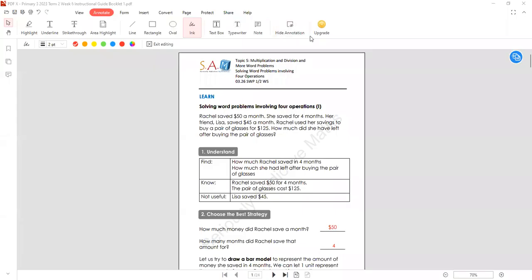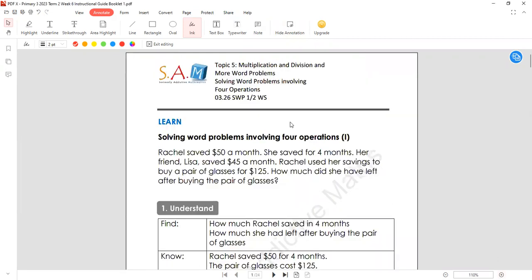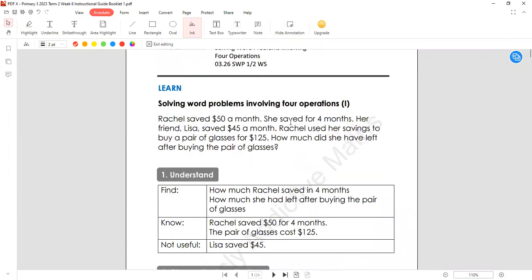Hello teachers, this is the instructional guide for primary 3 term 2 week 6. For this week, I've decided to focus on only one booklet because the word problems are getting tougher, especially when it involves 4 operations. So let's start with that.